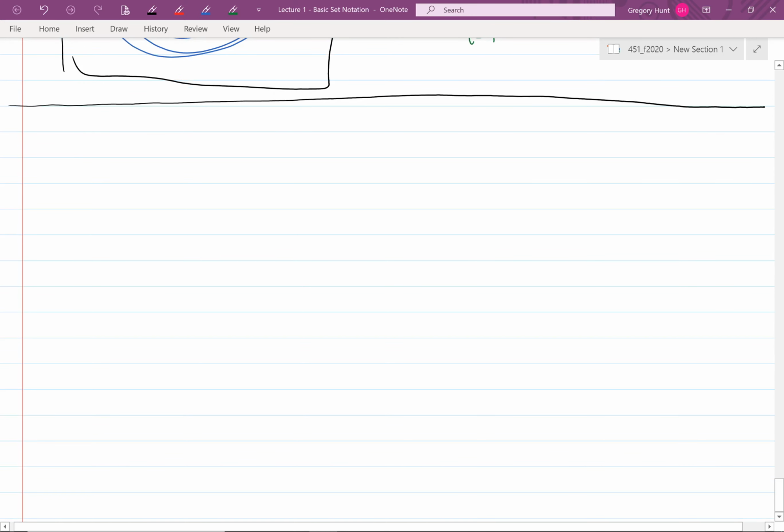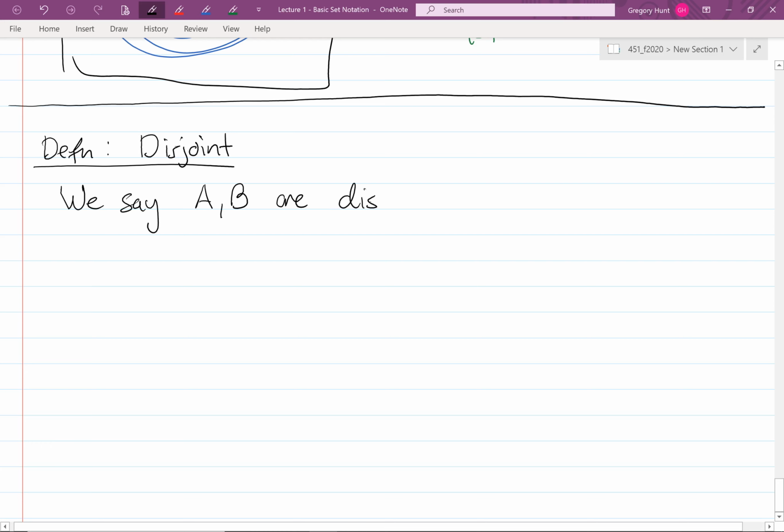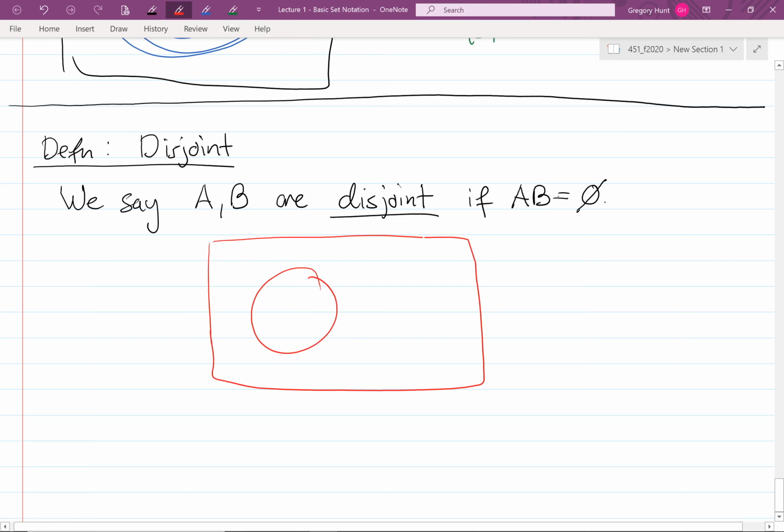Okay. So another useful definition when we're talking about collections of sets is disjointedness. So we say that two sets, A and B, are disjoint if their intersection is empty. So the intersection of A and B is the empty set. That is, they share no common elements. So the Venn diagram for this is really simple. It's just two sets that don't overlap.